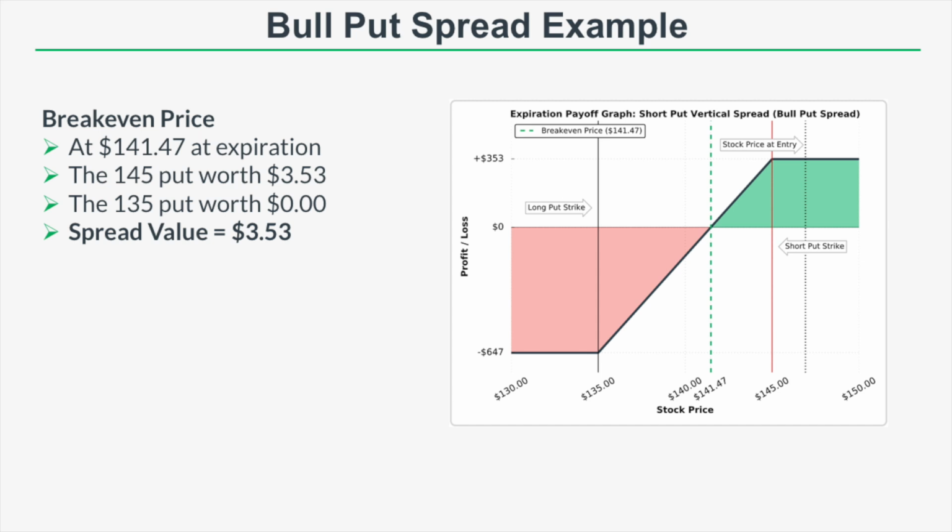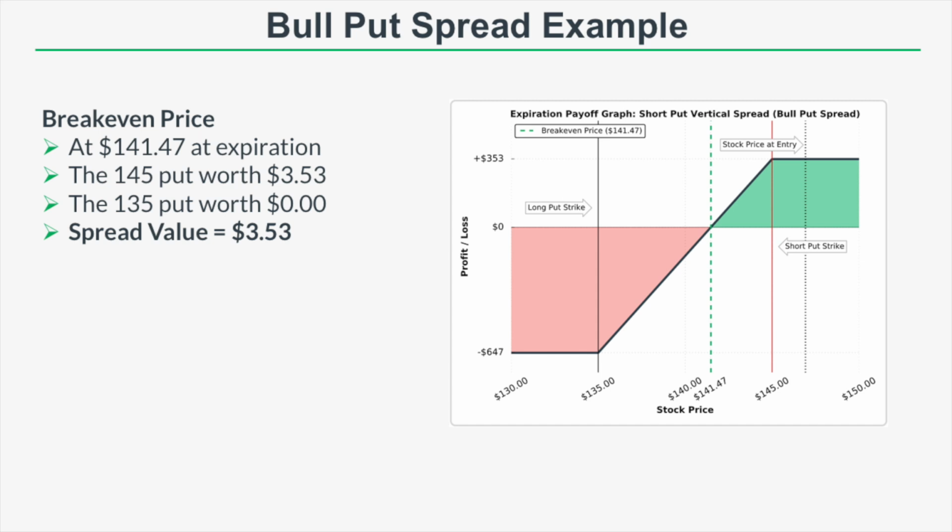Why is that? Well, if the stock price is right at $141.47 at expiration, the 145 put will be worth $3.53, because the stock price is $3.53 below that short put's strike price. At the same time, the 135 put will expire worthless because it is completely out of the money. Therefore, the net value of the put spread will be $3.53 at expiration, which is the same price that we initially sold the spread for.